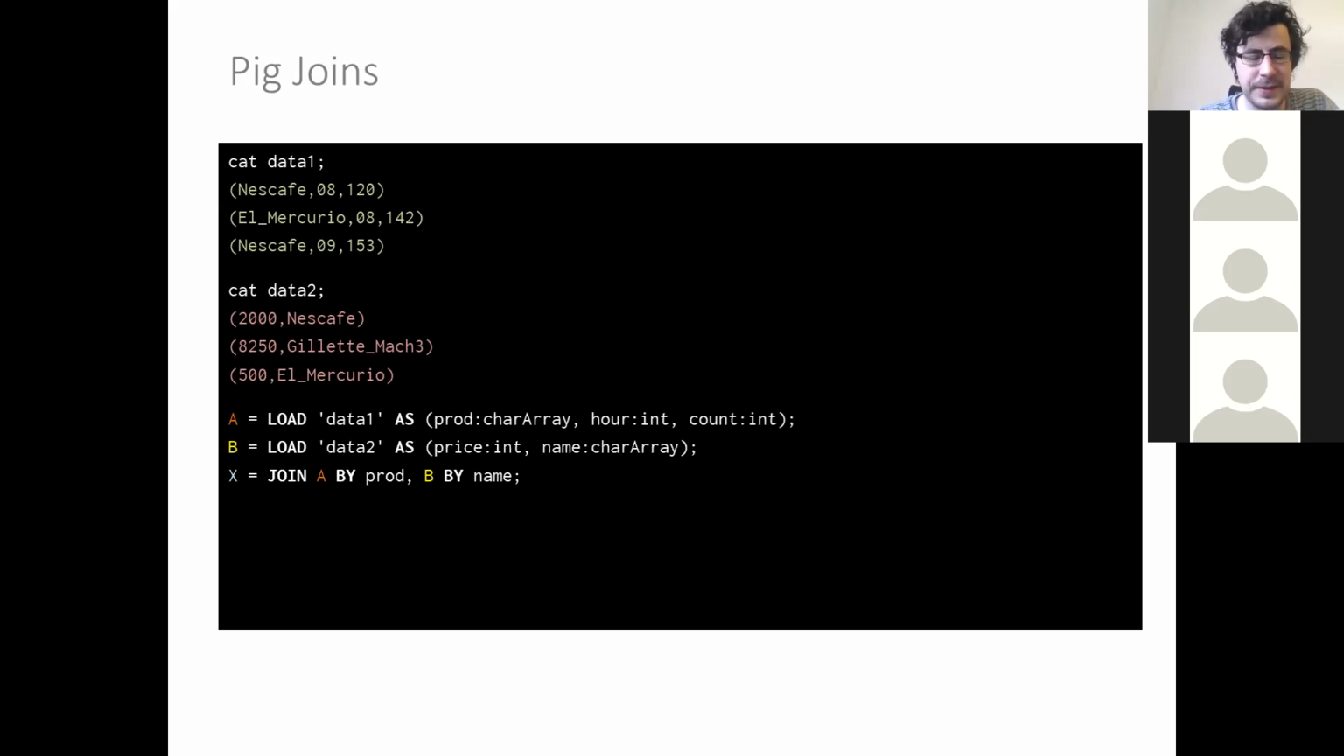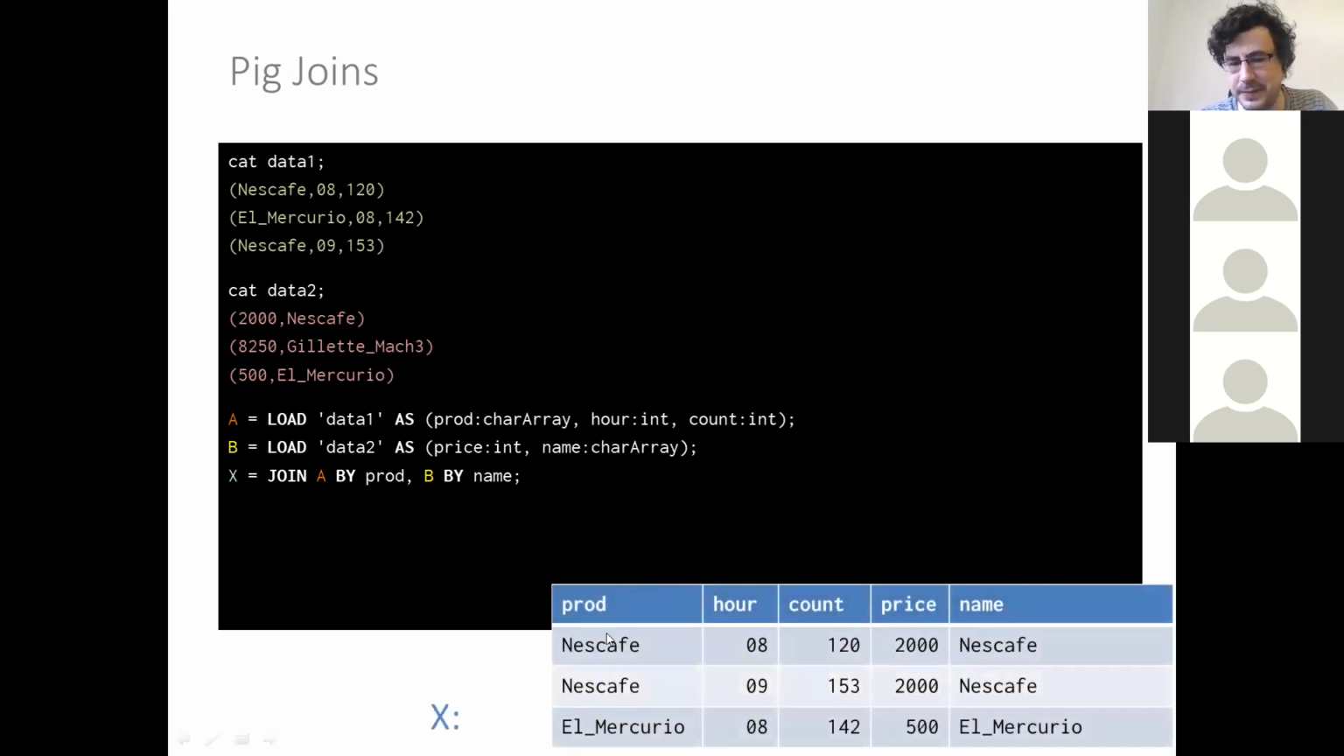So what will we get as our output? We have one row for Nescafe here and 2 rows here, so that would be 2 rows for Nescafe. We have nothing for Gillette here, so that's 0. And then El Mercurio, we have 1, so we should expect to have 3 rows in our relation here. So yeah, this is a typical relational inner join.